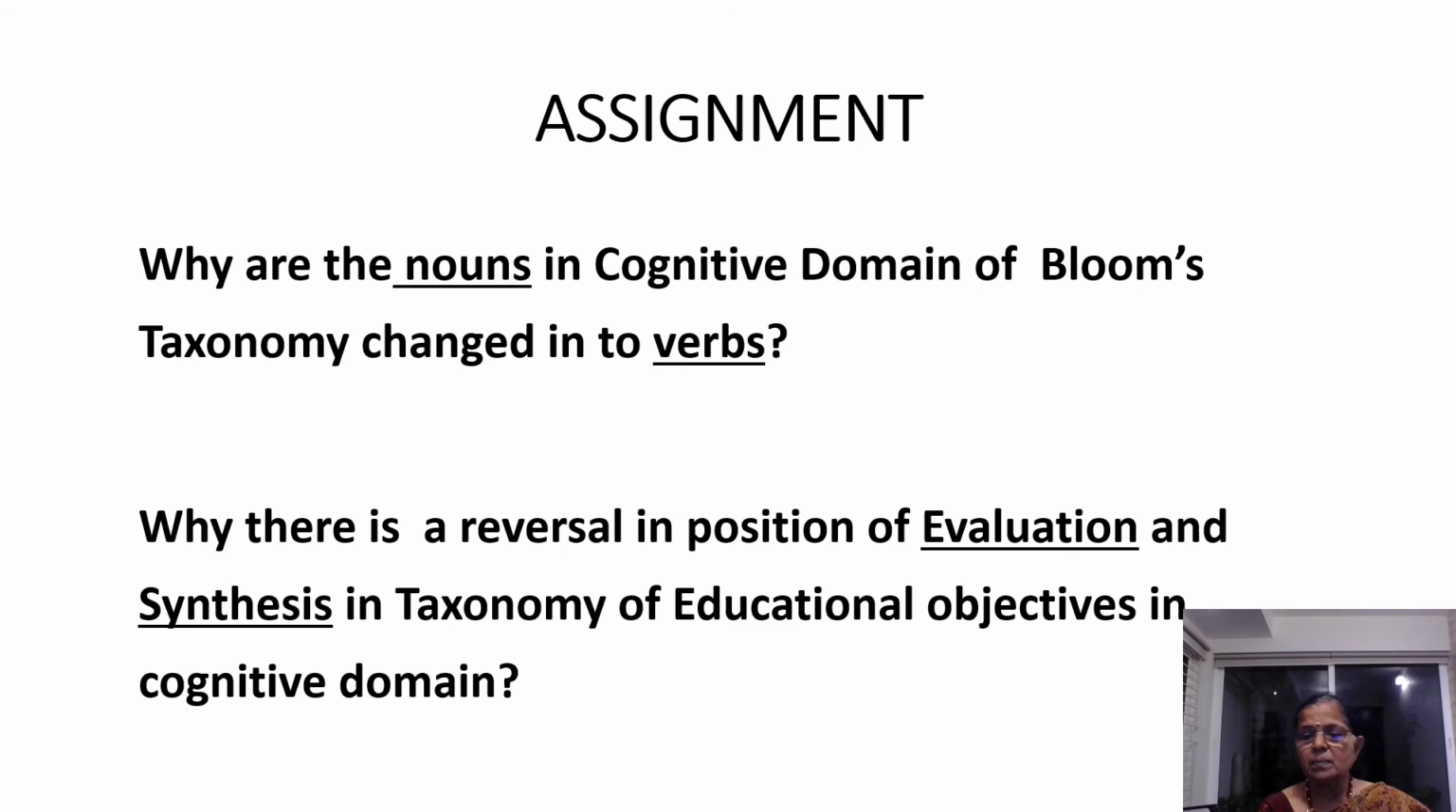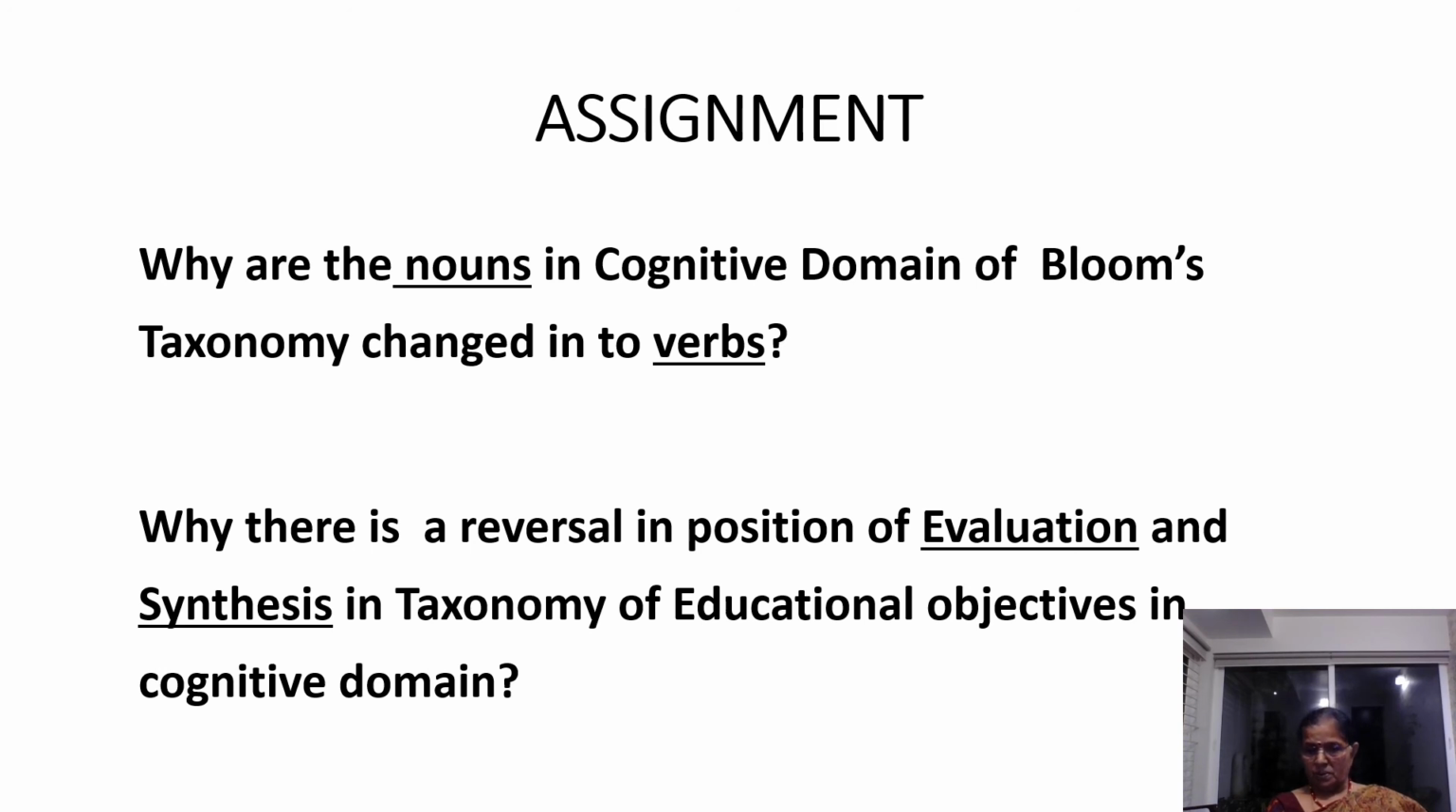And now comes the best part of the video, an assignment for you to act on. So here are the two questions. Why are the nouns in the cognitive domain of Bloom's taxonomy changed into verbs? You know, I have told you the nouns in Bloom's taxonomy in the cognitive domain are nowadays changed into verbs, like knowledge has become remembering and comprehension has now come to be known as understanding. So why? What is the logic behind it?